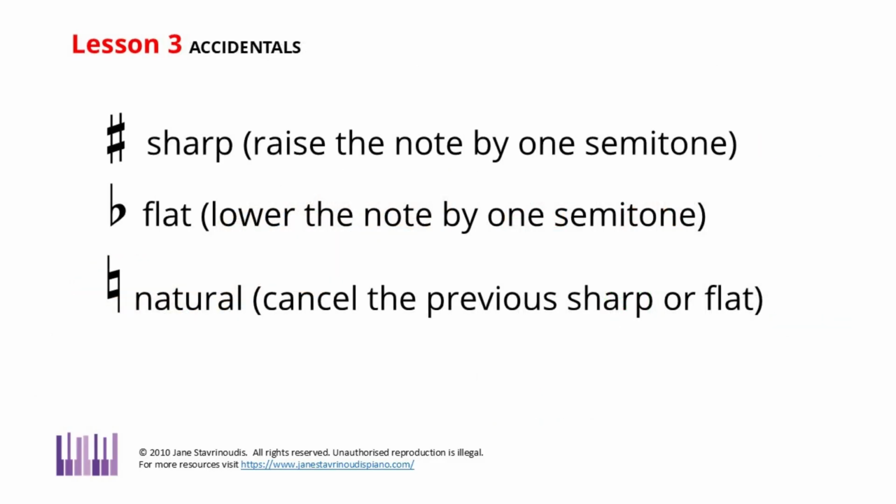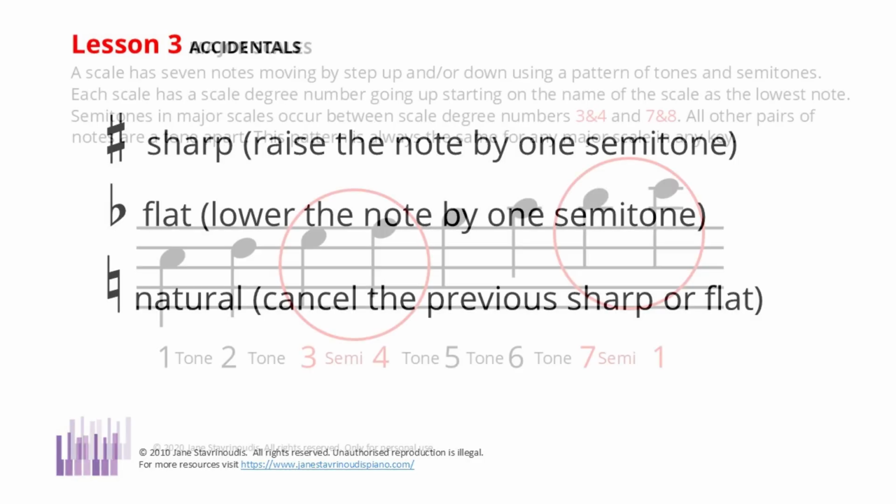How do we change a note by a semitone? With an accidental, that is, a sharp, flat, or natural symbol. Each one has its own meaning. A sharp raises a note by a semitone, a flat lowers a note by a semitone, and a natural cancels a previous sharp or flat.